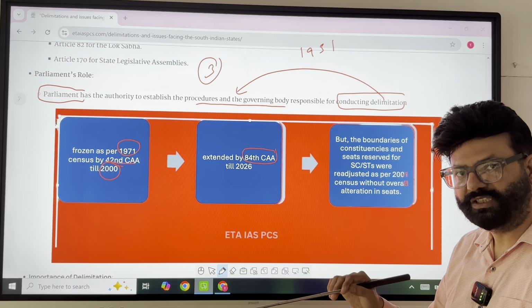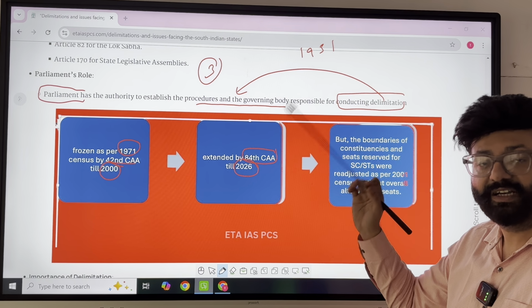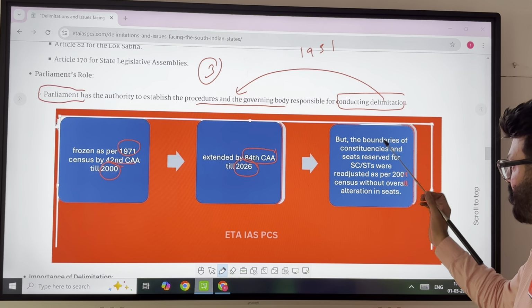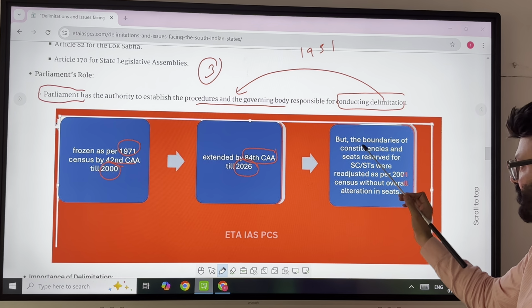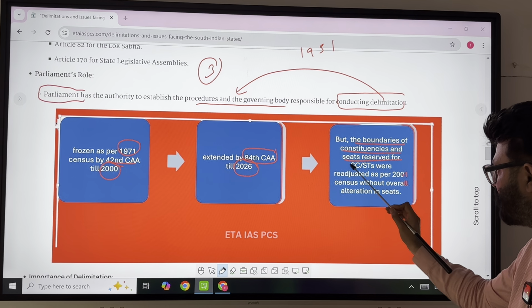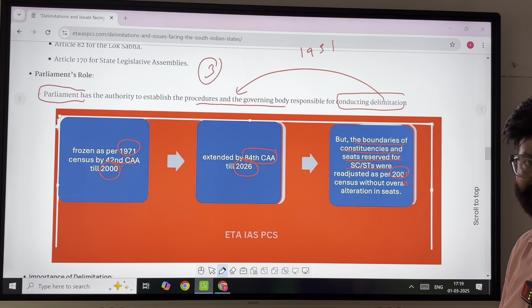2000 में 84th कॉन्स्टिट्यूशनल अमेंडमेंट हुई, इसको कहाँ तक इंक्रीज कर दिया गया? टिल 2026. नाउ 2026 इज अप्रोचिंग. सो बट देयर इज वन एक्सेप्शन. बाउंड्रीज ऑफ कॉन्स्टिट्यूएंसीज एंड सीट रिजर्व्ड फॉर SC/STs वर रीएडजस्टेड एज पर 2001 सेंसस.